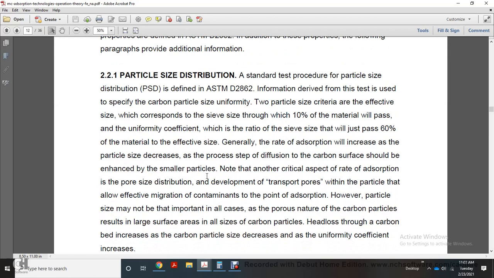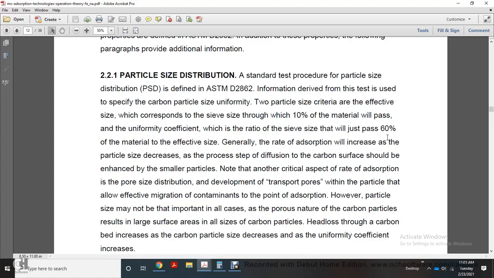Information derived in the test is specified by the carbon particle size with uniformity, using two particle size criteria: effective size, the size through which 10% of the material will pass, and the uniformity coefficient, the ratio of the size that will pass 60% of the material to the effective size.